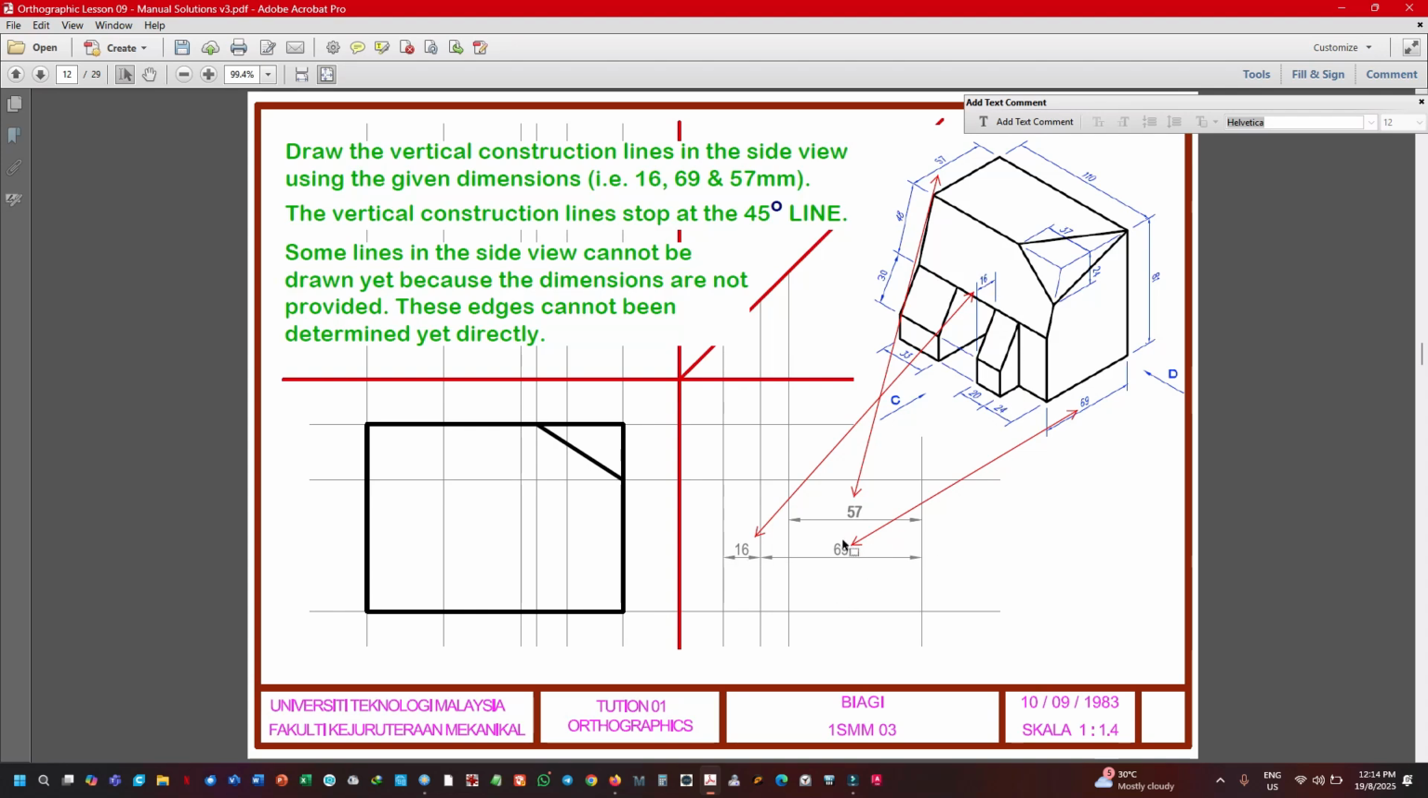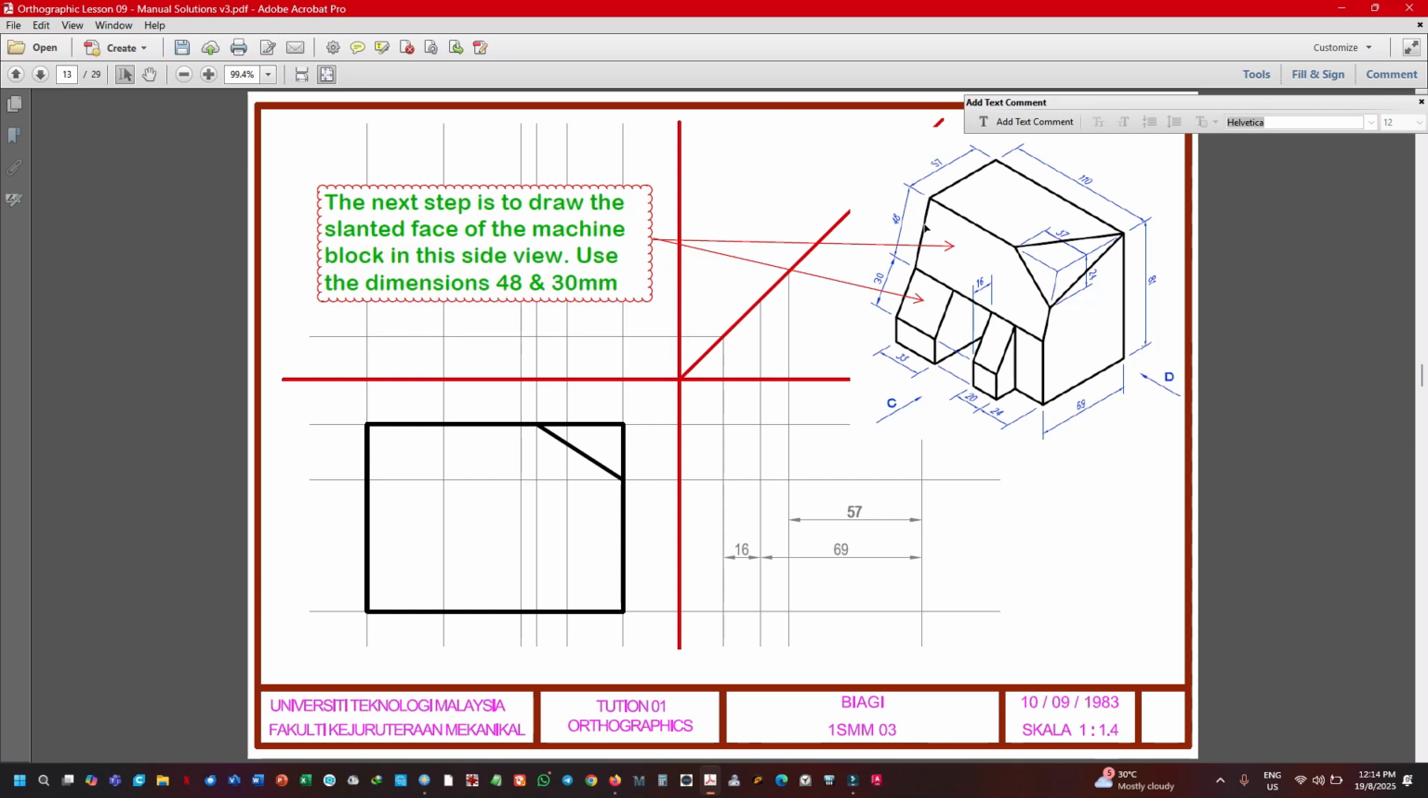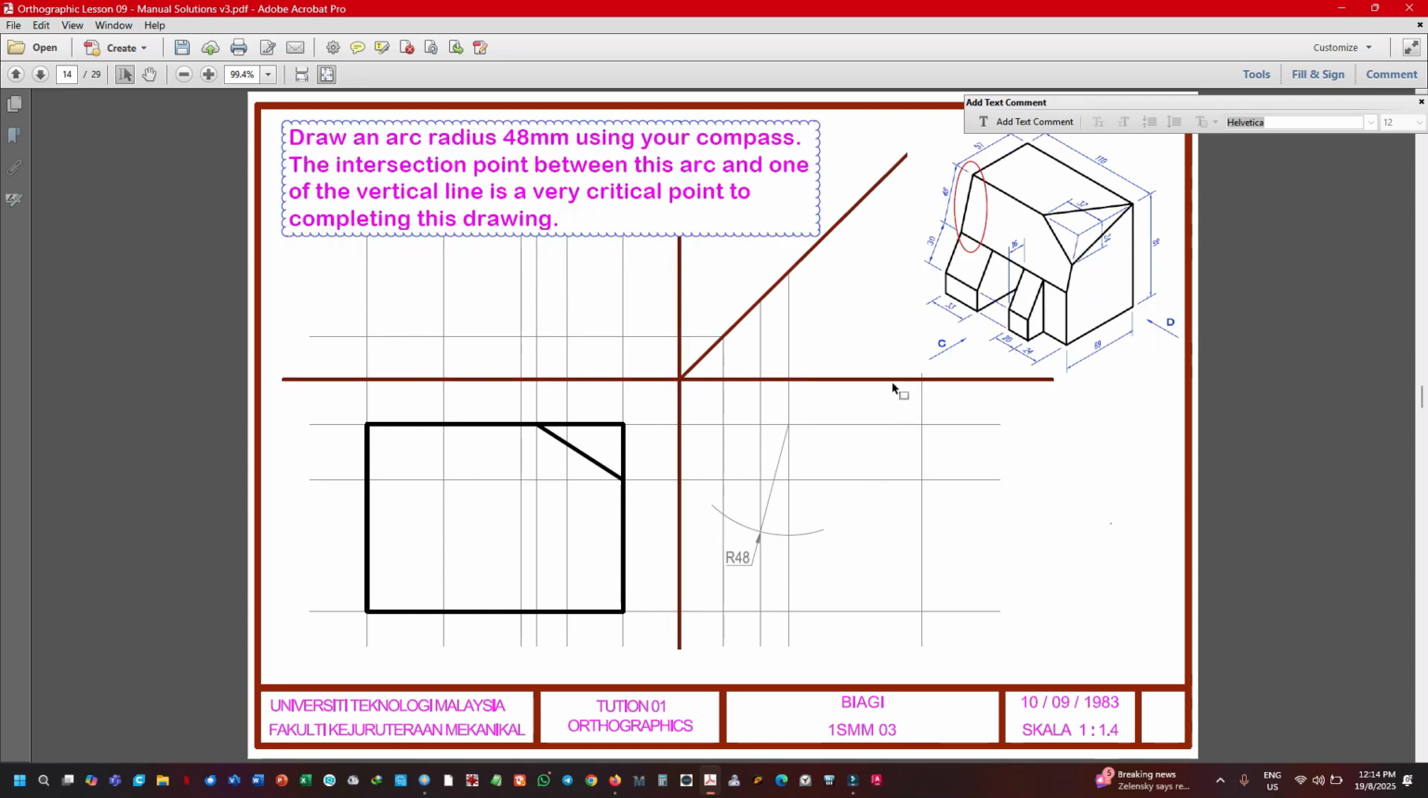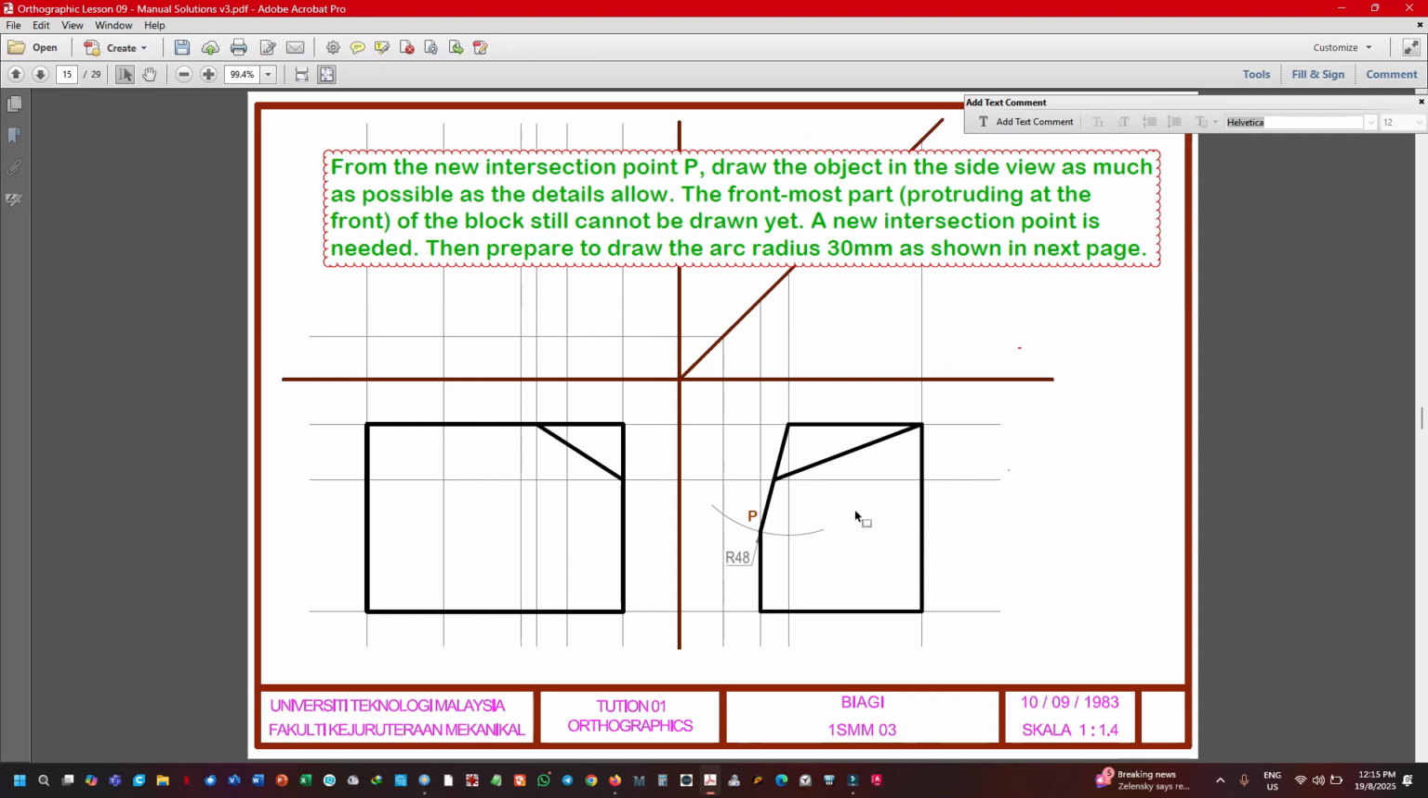So this is 16. What is 57? This is 57. So you have this line. This space is 48 millimeter long, this is 30 millimeter long. So we are going to draw now. Using this end point here, draw a 48 arc. Then you have the intersection point P here.